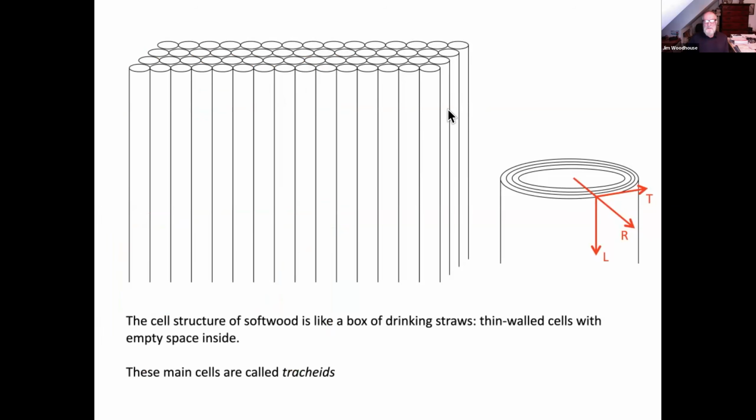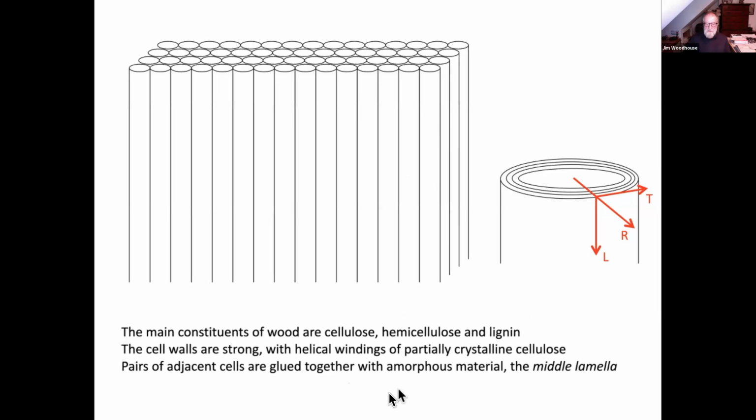So basically the structure of a softwood like spruce, the best thing to think of is a box of drinking straws. They're long tubes aligned vertically in the tree. They've got thin walls and a lot of empty space inside them. And these long tubes are called tracheids. That's the main kind of cell. So most of the substance of a spruce or any other softwood is made up of these long tubes called tracheids. I'm not really going to say anything about chemistry here, but the main constituents of wood are three things: cellulose, hemicellulose, and lignin.